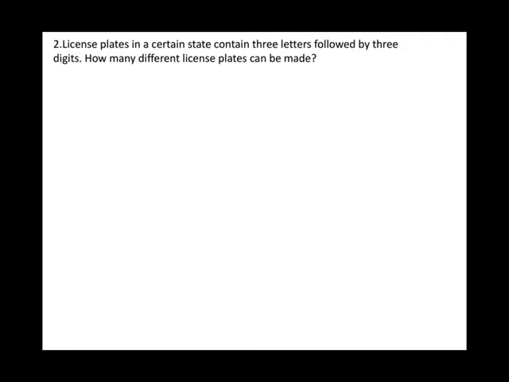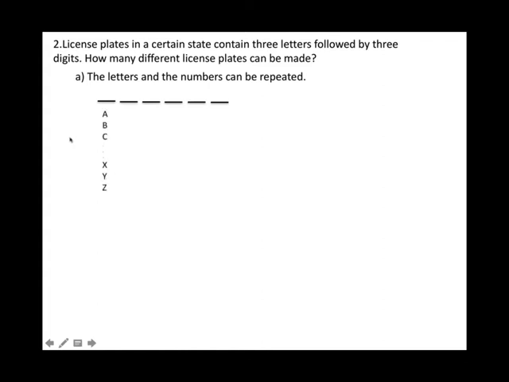Okay, next example. License plates in a certain state contain 3 letters followed by 3 digits. How many different license plates can be made? The letters and the numbers can be repeated. So we have 3 spaces for the letters, followed by 3 digits. First, we put in the letters here. How many letters do we have? We can choose from A, B, C, D, E, F until X, Y, Z. So we have 26 letters.